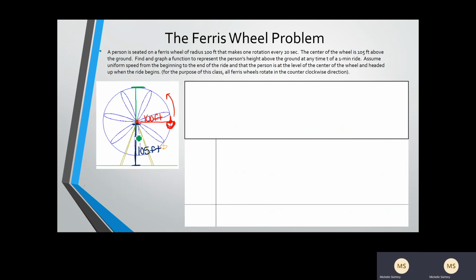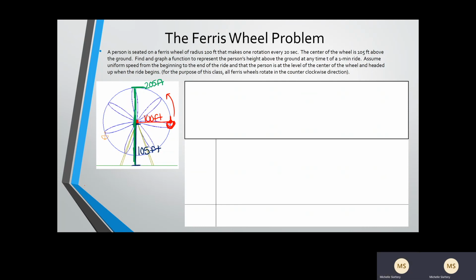If I find that whole length, this green segment, well, that's going to be that 105 feet plus the 100. So that's going to be 205 feet, the max that I reach above the ground. Okay, all right, so let's go ahead and start putting this together.